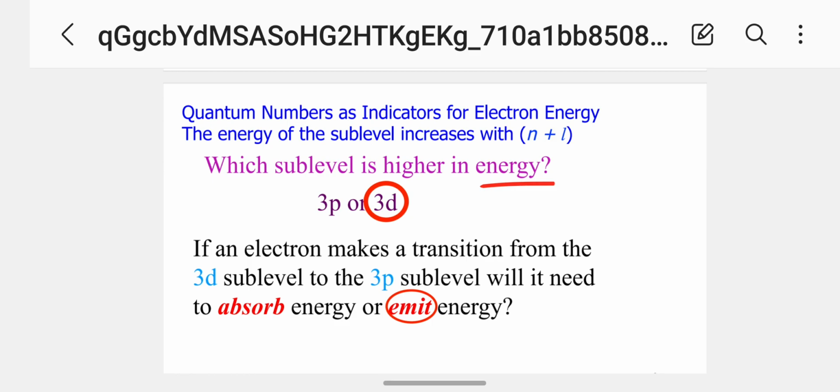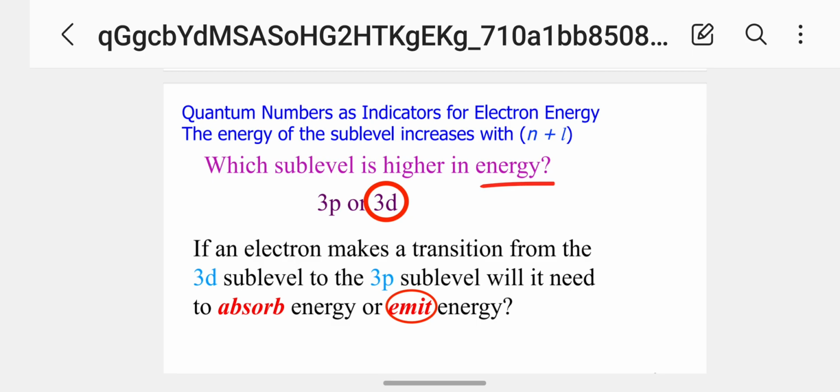If an electron makes a transition, meaning it excites or de-excites depending on its position, in this case we have an electron making a transition from the 3d sublevel to the 3p sublevel. Will it absorb energy or emit energy? So what is your question?